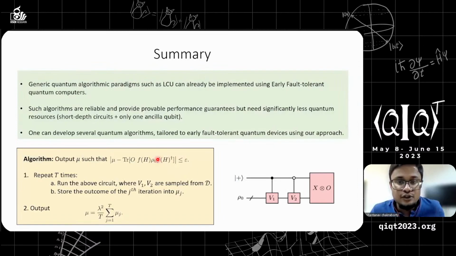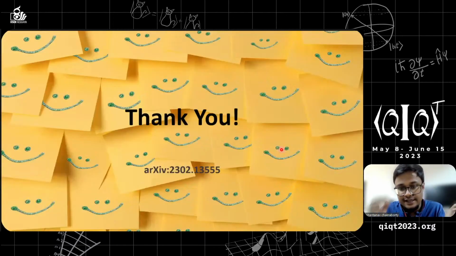So to sum up, we can indeed use early fault-tolerant quantum computers to design useful quantum algorithms. I've given 2 applications here, but there are plenty, and one can in principle design quantum algorithms using early fault-tolerant quantum computers for a plethora of problems. Here I come to the end of my talk. Thank you very much, and I'd be happy to take questions.